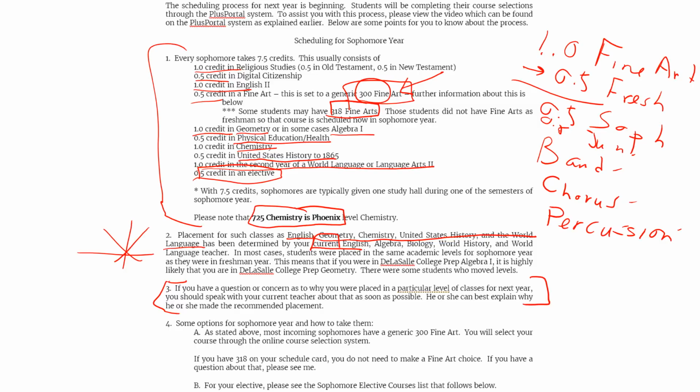So again, most of you will have this generic 300 fine art class, and you're going to pick that fill for that in your online course selection system. If you have 318, you do not need to make a fine art choice. You're okay with not selecting anything in those lists from there.